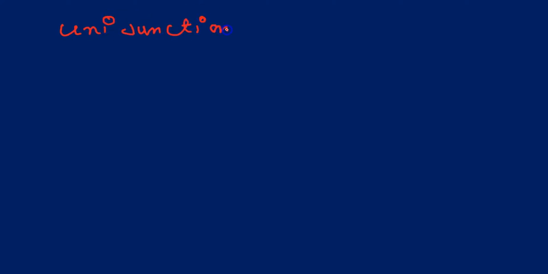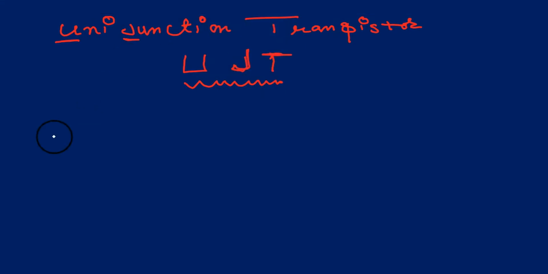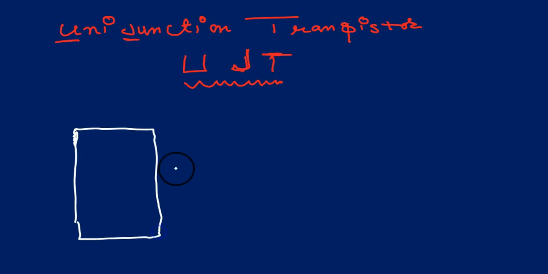Unijunction Transistor. The UJT was introduced in 1948 but did not become commercially available until 1952. Since then, this device has achieved great popularity due to its many reasons and applications. This is an N-type bar and there are two connections.